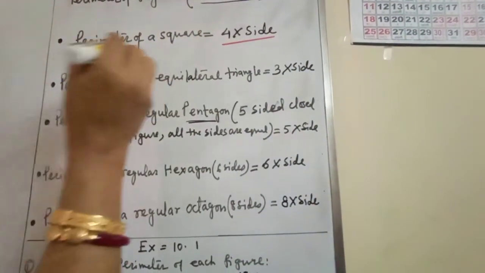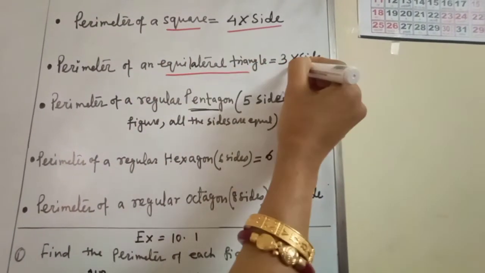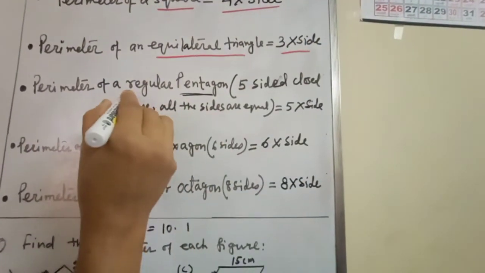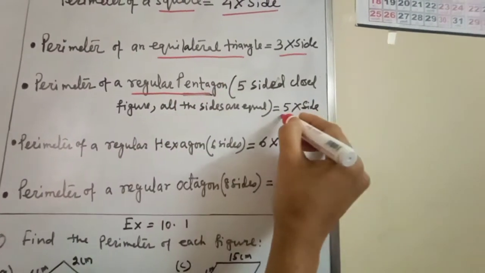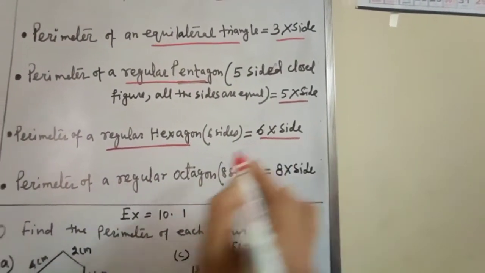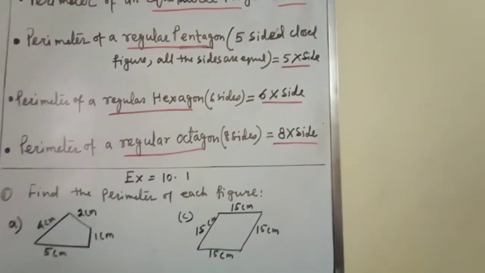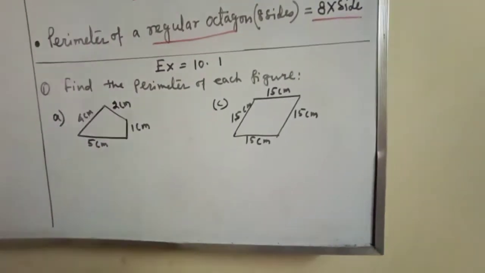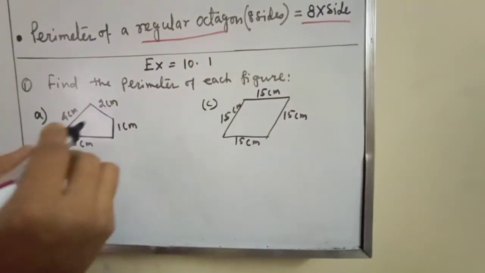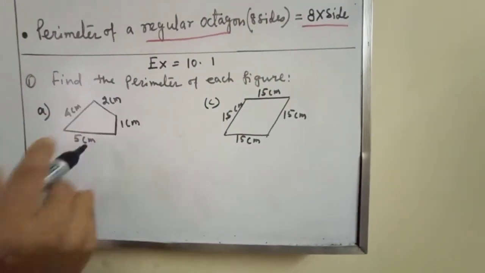For a square, perimeter is 4 into side. Perimeter of an equilateral triangle, 3 into side. Perimeter of a regular pentagon, 5 into side. Perimeter of a regular hexagon, 6 into side. Perimeter of a regular octagon, 8 into side. Understood? Now come to your exercise 10.1, question number 1A, where this kind of figure is given.